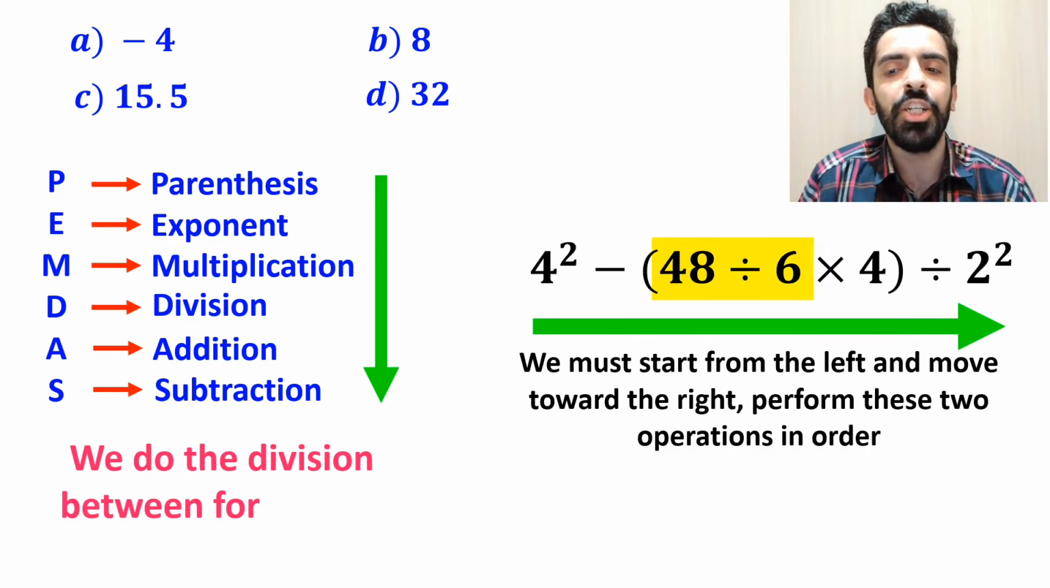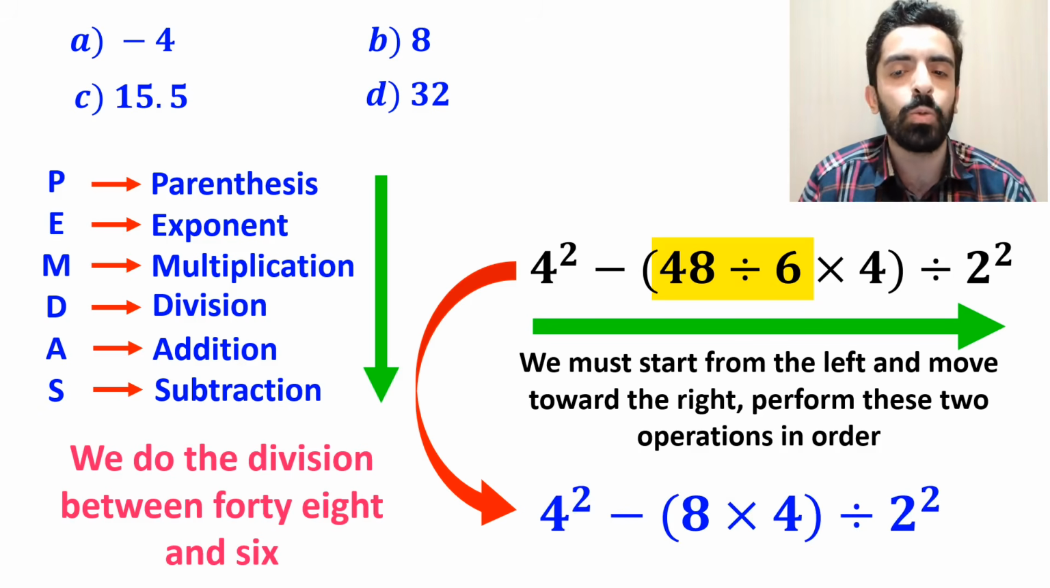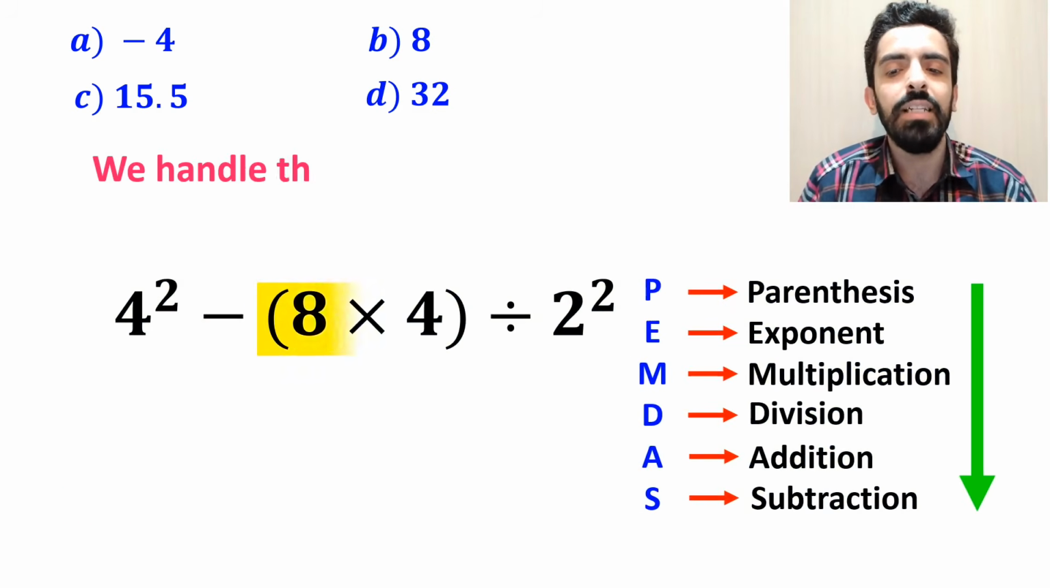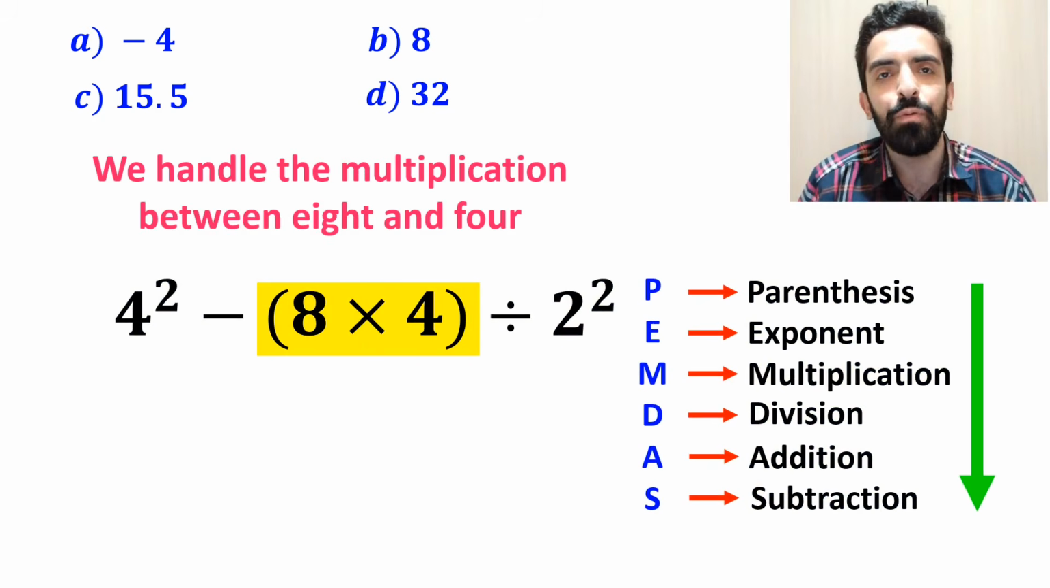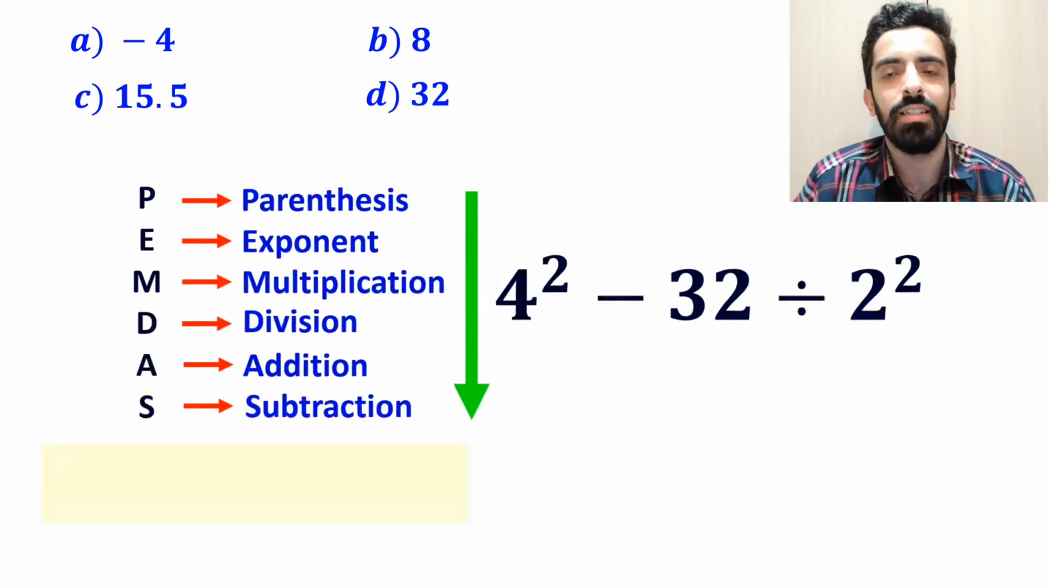So, first we do the division between 48 and 6, and this expression simplifies to 4 squared minus 8 times 4 inside the parentheses, then divided by 2 squared. And in the next step, we handle the multiplication between 8 and 4, and this expression simplifies to 4 squared minus 32 divided by 2 squared.